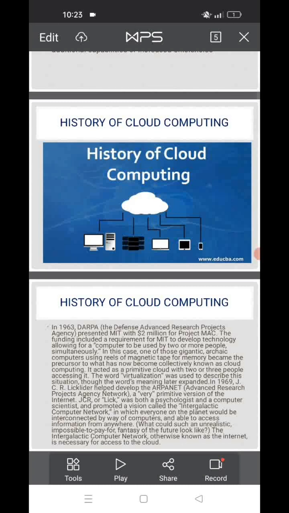What could such an unrealistic, impossible to pay for fantasy of the future look like? The Intergalactic Computer Network, otherwise known as the Internet, is necessary for access to the cloud.